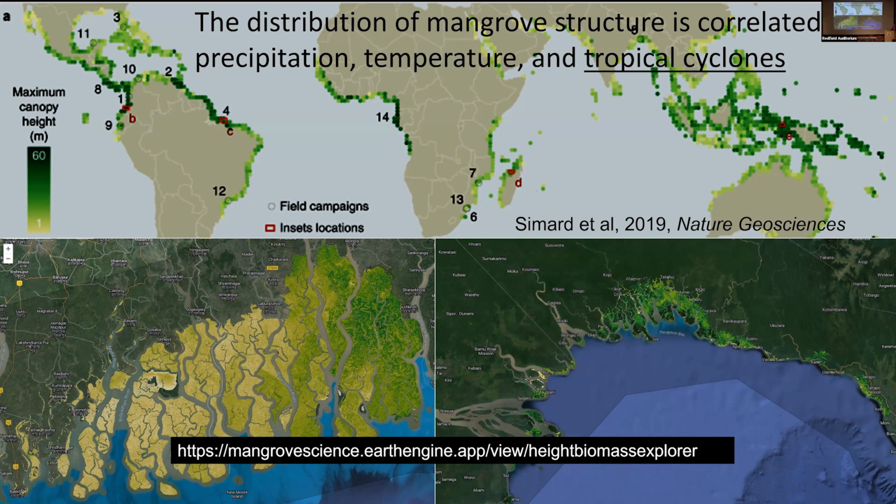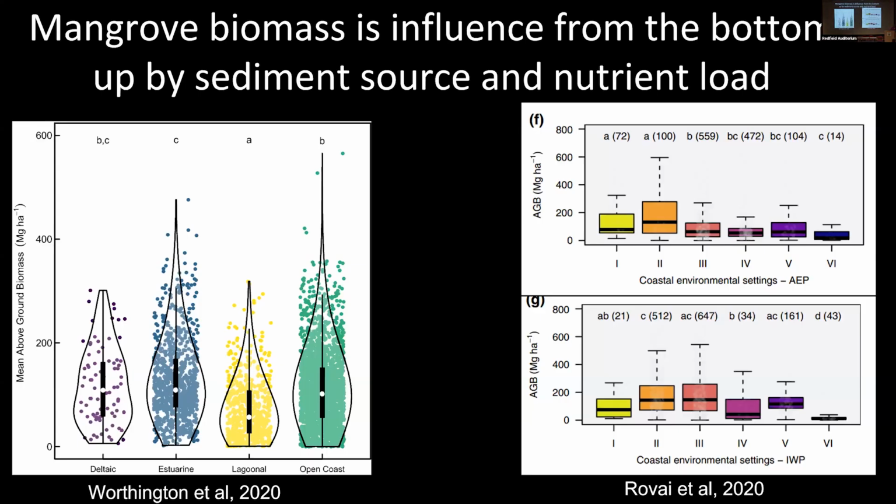Right, so we really map out these productivity gradients within the land parts of these deltas themselves. And so when we put this in context, that mangrove biomass, the stuff that's stored in the living portions, is influenced by these bottom-up sediment source and nutrient loads that are coming into the system. On the left-hand side, you're seeing the distribution of these geomorphological types and their mean above-ground biomass. So again, how much organic matter is being stored above ground.